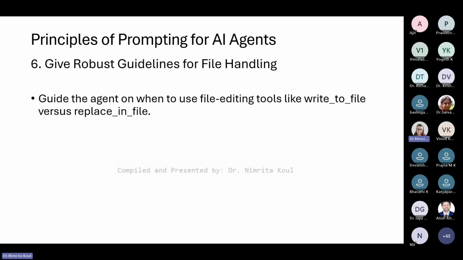The next principle for prompting AI agents is to use robust guidelines for file handling, because handling files or any resources on your local machine is kind of a security risk. So you should be very careful about what you allow an agent to do or what you don't allow an agent to do. That is what it means. You give robust guidelines regarding how the files should be handled on your local machine.